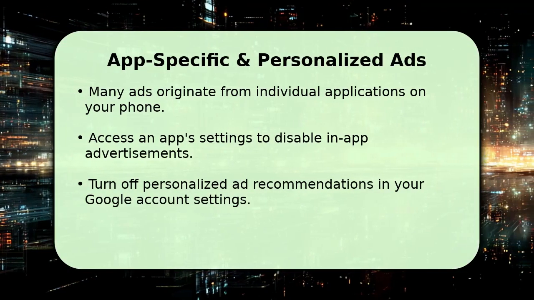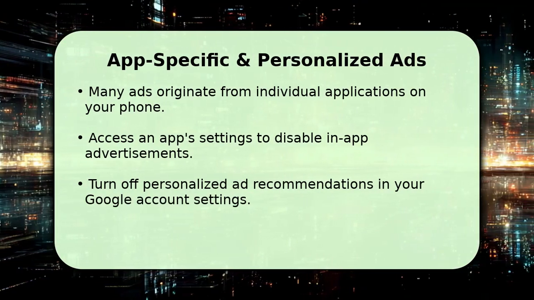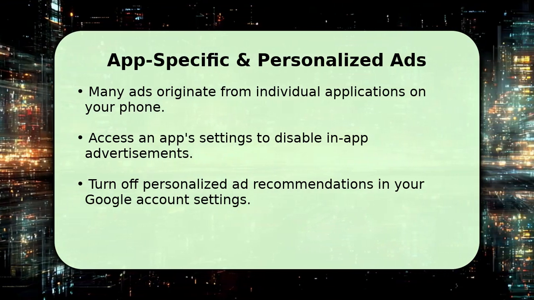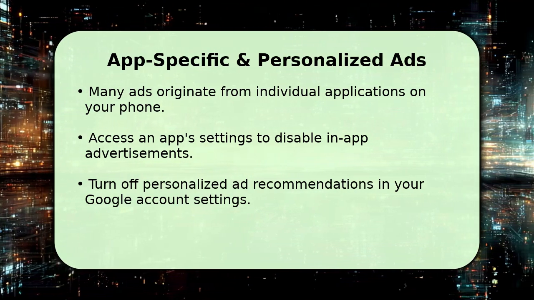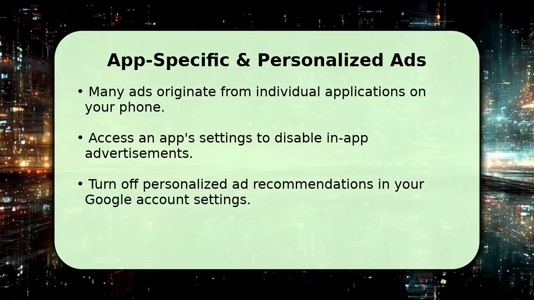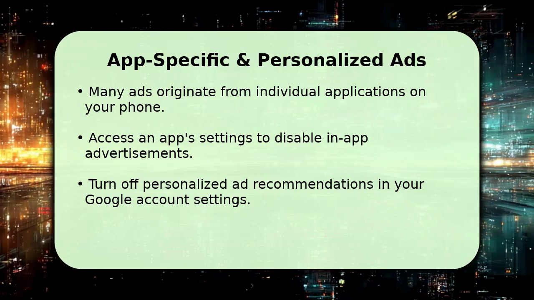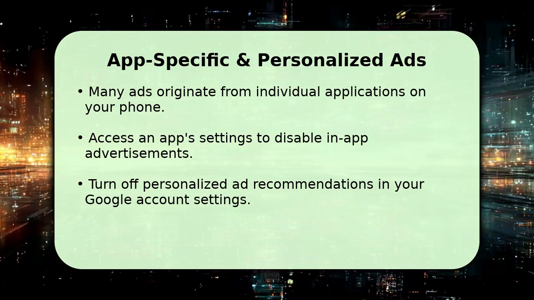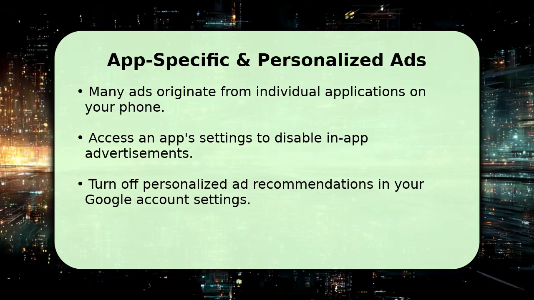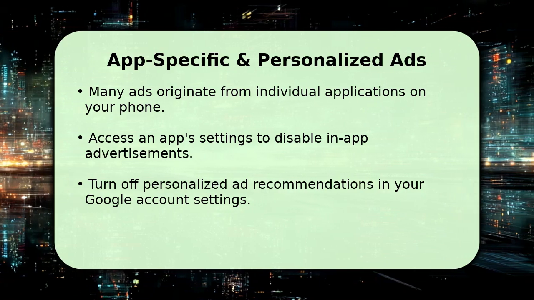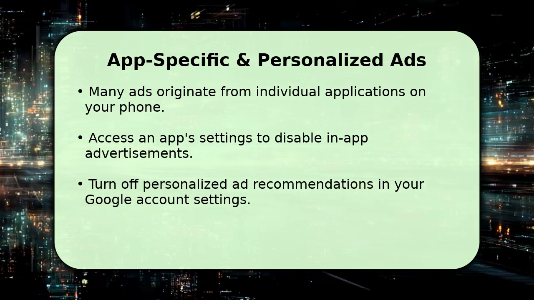To tackle ads within specific applications, go to Settings, then App Management, and select the app in question. Look for Notifications or Permissions to restrict unwanted pop-ups or data access. Additionally, navigate to your Google account settings, then Data and Privacy, and disable Ad Personalization. This prevents Google from using your activity for targeted ads, offering a much less intrusive experience.